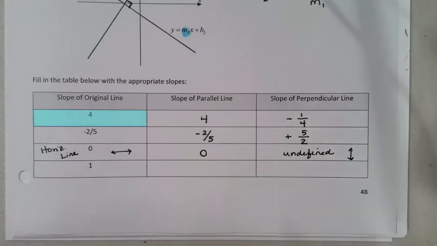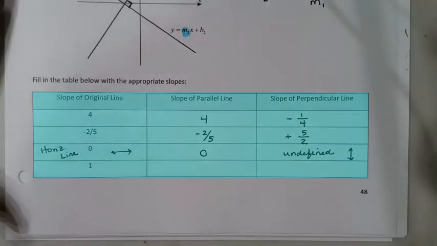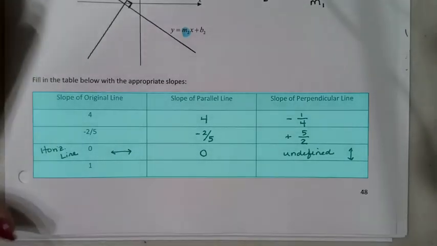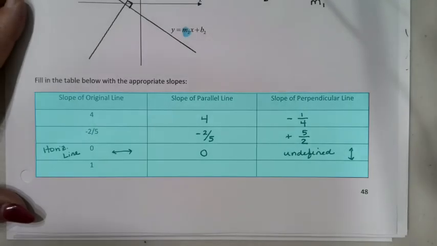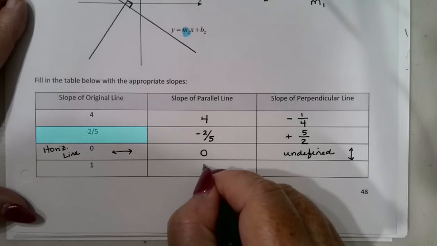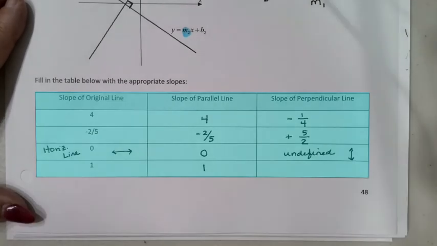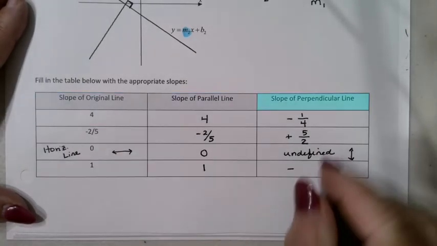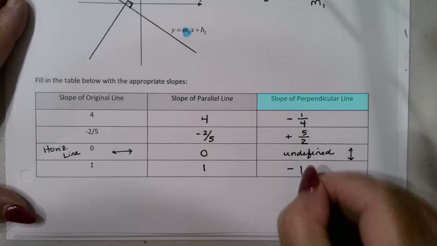This last line just goes the exact opposite direction. The last line has the original slope 1, so the parallel line will have the same slope, 1. The perpendicular line has the opposite, so negative, and the reciprocal of 1 is 1/1, or still 1.